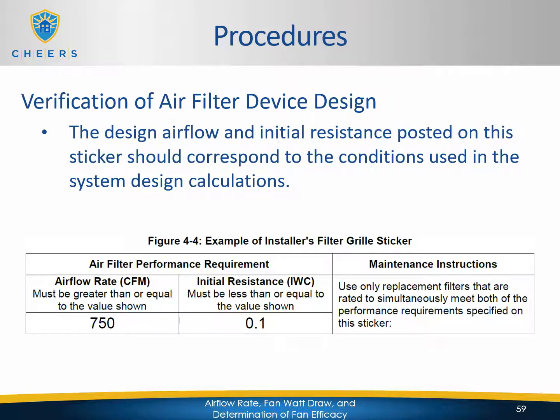So the design airflow and initial resistance posted on the sticker should correspond to the conditions used in the system design calculations. When they design that system and pick a filter, that filter is going to have a design airflow as well as an initial resistance. Both those values need to be placed on the sticker. This is an example of a sticker. It doesn't have to look just like this, but it does need to contain this information, the airflow rate and the initial resistance. That way, when you purchase a filter in the future, you can purchase one that has these same values.